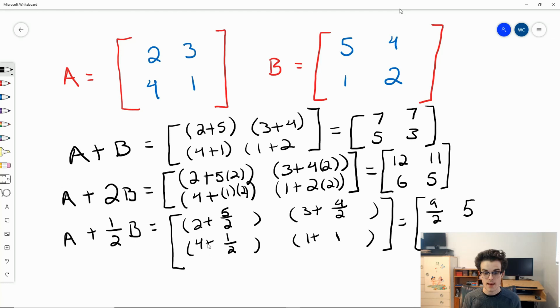4 plus 1/2. We know that is the same thing as rewriting 4 as 8 over 2. So 8 over 2 plus 1/2 is 9 over 2. And 1 plus 1 is 2. So you check, 9 halves, 5, and 2. Yeah, so this is how you go about these kinds of problems. Now we're going to move on to the next section.